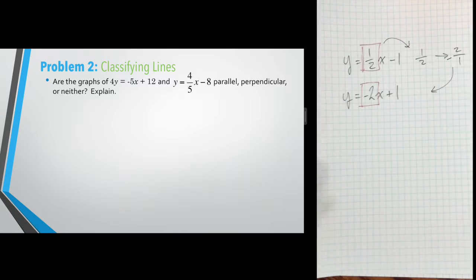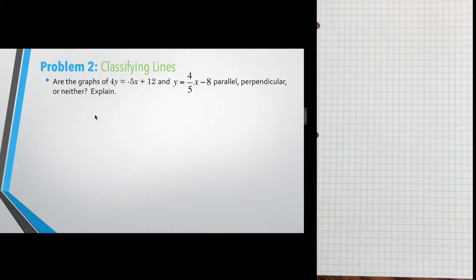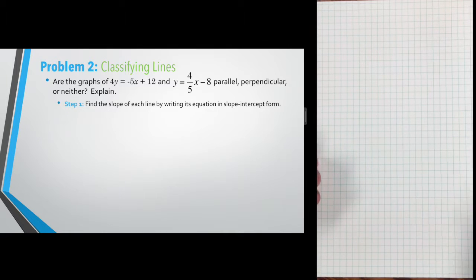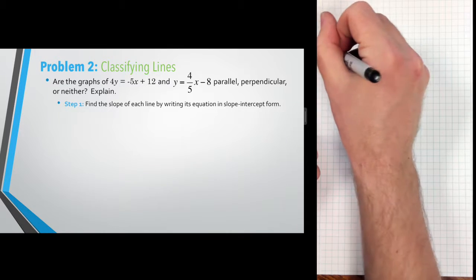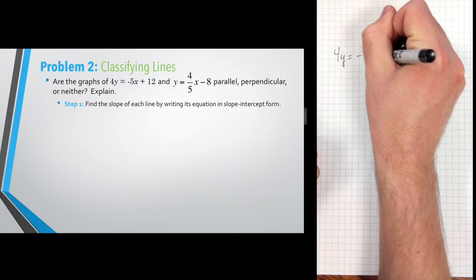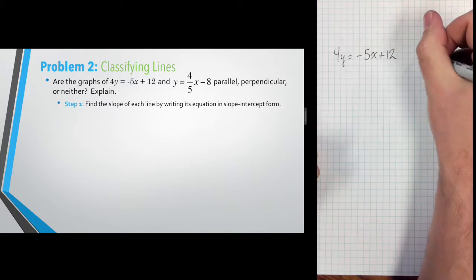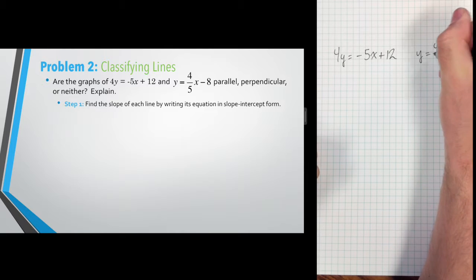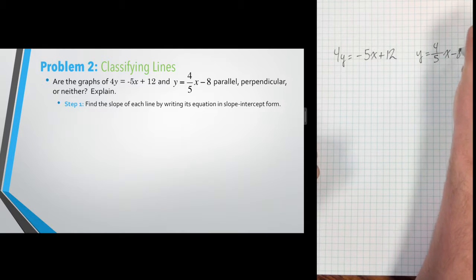Classifying lines, your next problem. So the question here is, are the graphs 4y equals -5x plus 12 and y equals 4/5 x minus 8 parallel, perpendicular, or neither? So what we need to do is this. First, find the slope of each line by writing its equation in slope-intercept form. So I'm just going to write out both equations real quick. So we have 4y equals -5x plus 12, and then we have y equals 4/5 x minus 8.